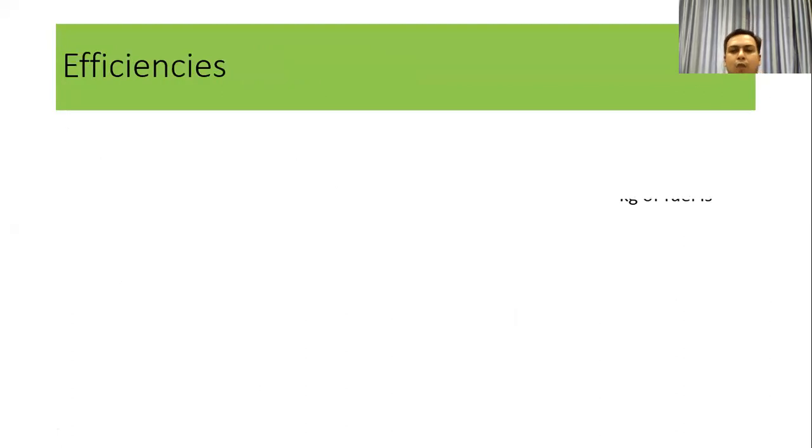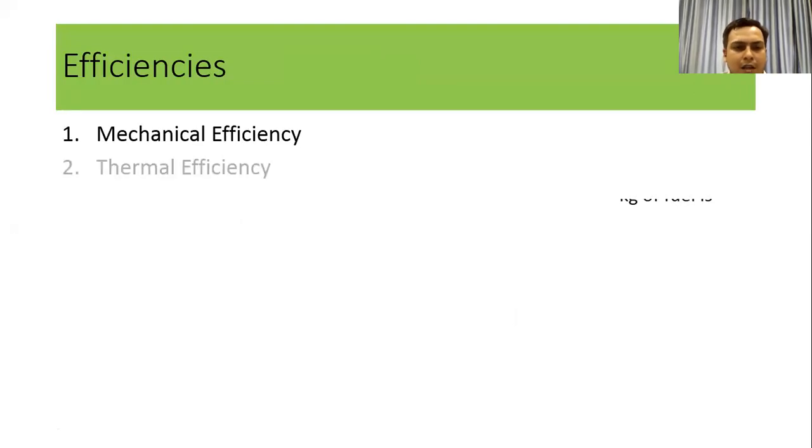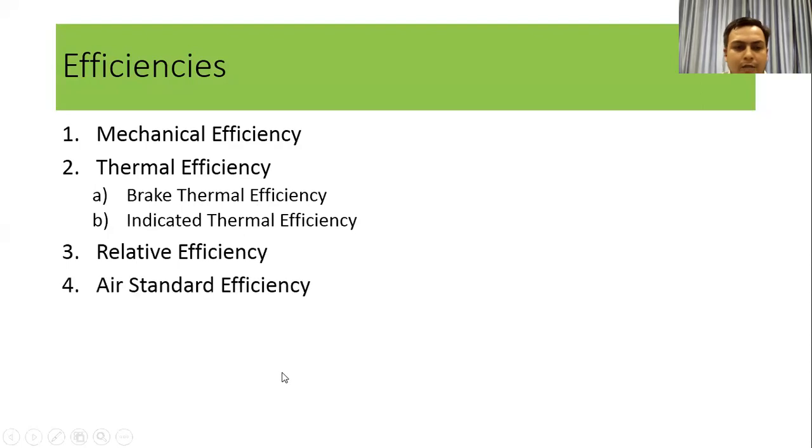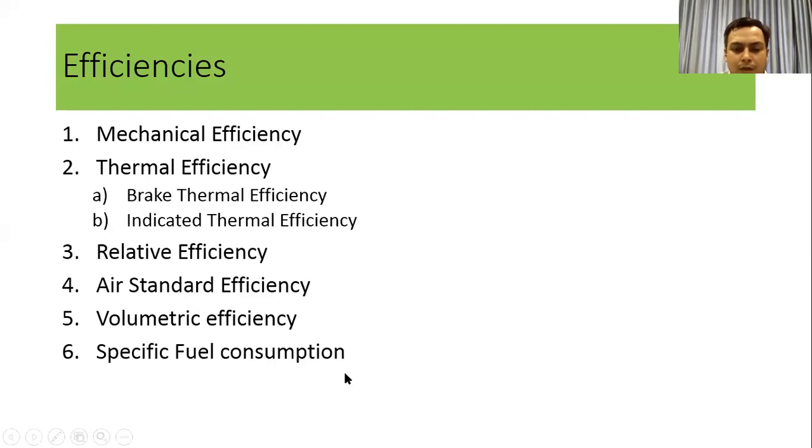So now from all these parameters, our final point is how to calculate the various efficiencies associated with the IC engine. The first efficiency associated with this engine is mechanical efficiency. Then second is thermal efficiency. In thermal efficiency, we have two different options. One is brake thermal efficiency, and second is indicated thermal efficiency. The third type of efficiency is relative efficiency. Fourth is air standard efficiency. Fifth is volumetric efficiency. Sixth is specific fuel consumption.